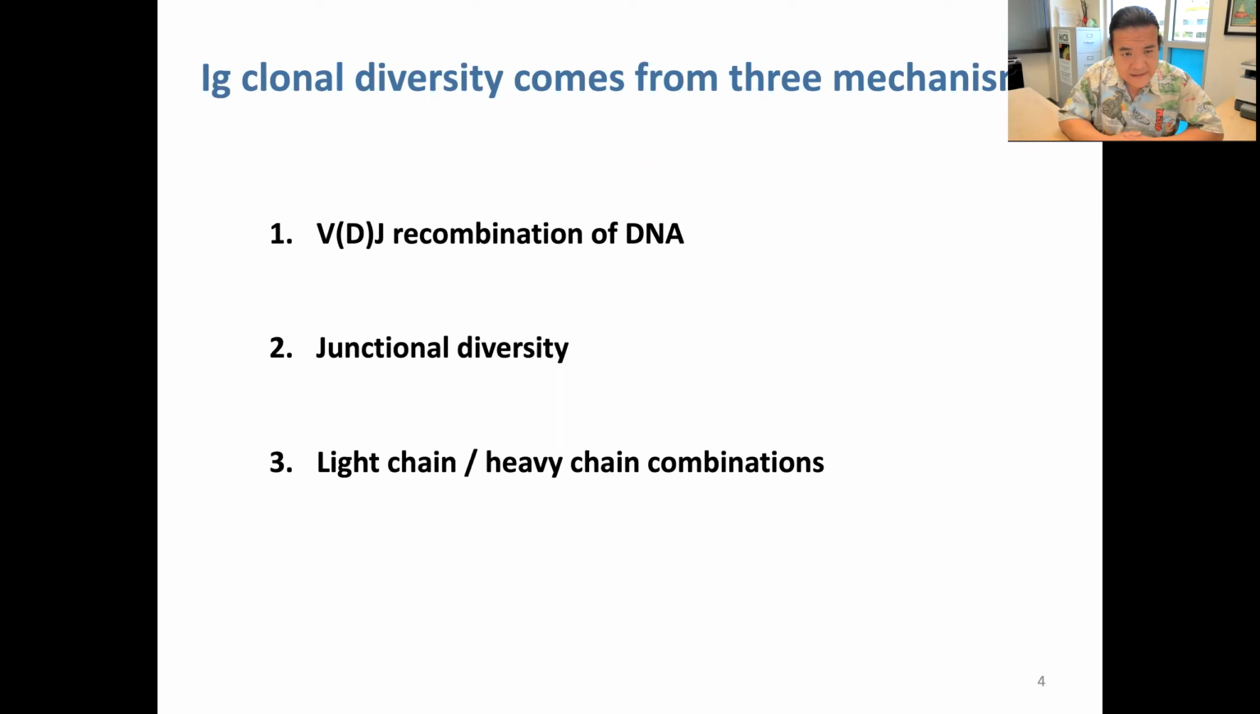How does this huge diversity of immunoglobulin shapes come from our DNA? There are three mechanisms by which a developing B cell in your bone marrow will start making its immunoglobulin, and how it gets its own unique recipe for making these immunoglobulins. These three mechanisms are VDJ recombination of DNA, junctional diversity, and light chain, heavy chain combinations. So today's lecture will go through these.